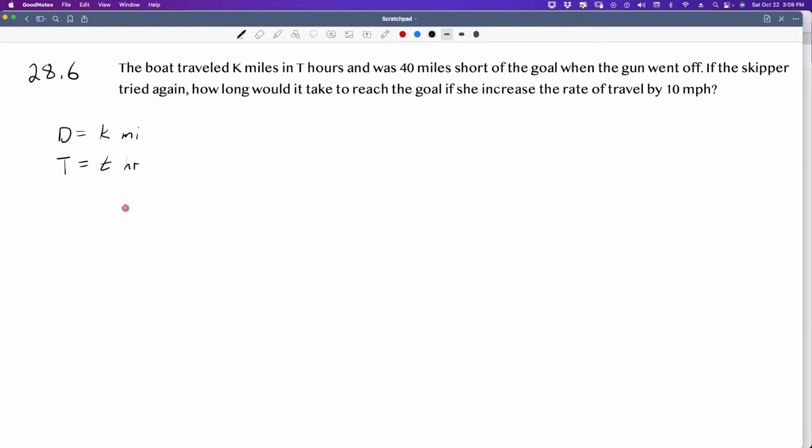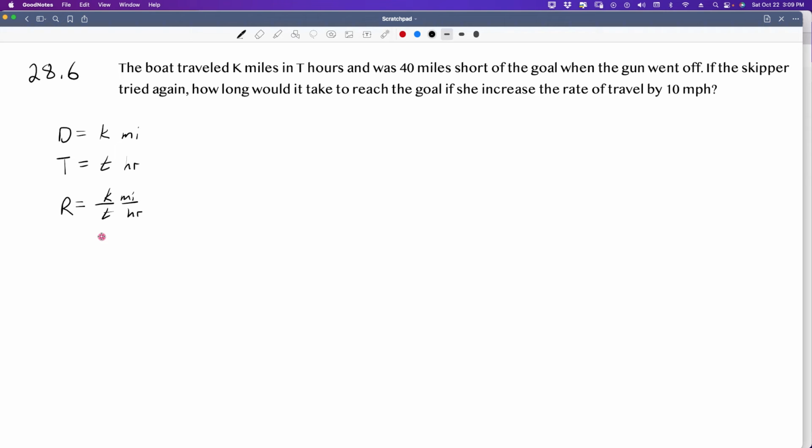And was 40 miles short of the goal when the gun went off. If the skipper tried again, how long would it take to reach the goal if she increased the rate of travel by 10 miles per hour? So the first step is to identify the rate, time, and distance of the first trip. We have the rate, the distance, and the time. Now we need to figure the rate. We know that rate is equal to distance over time. So the rate is equal to K miles over T hours. That's our rate.